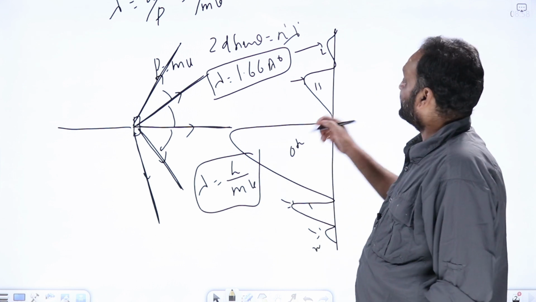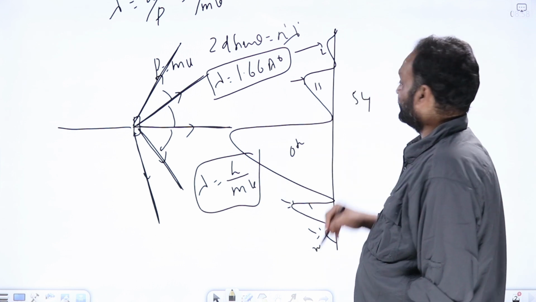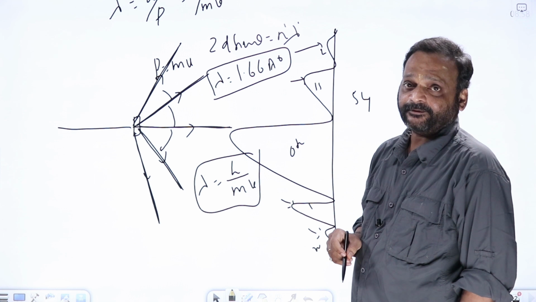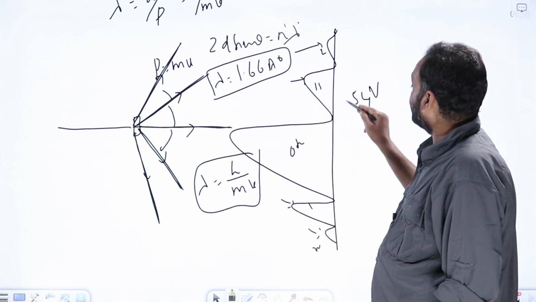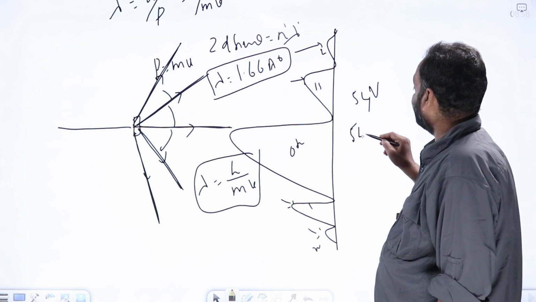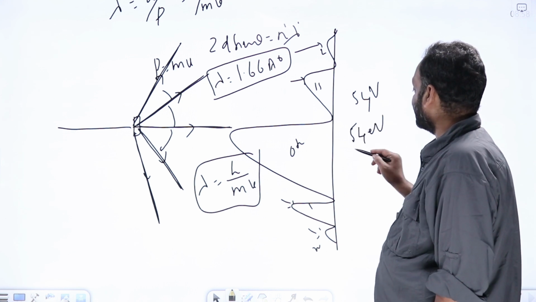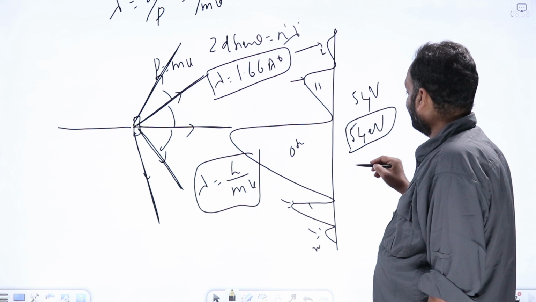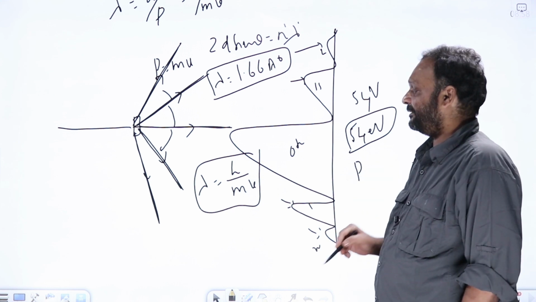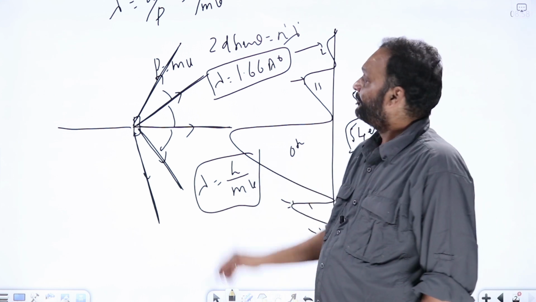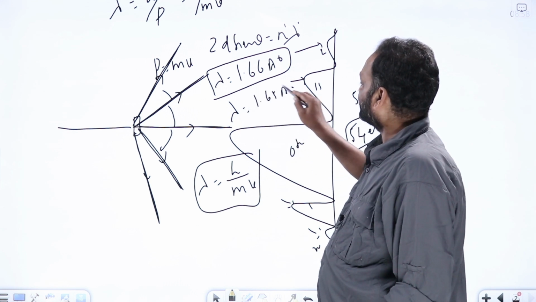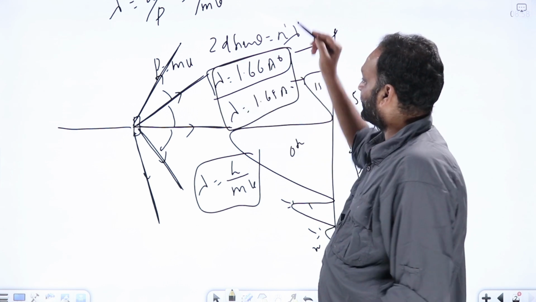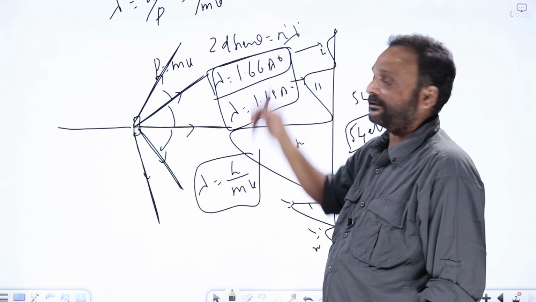They used an accelerating potential difference of 54 volts. So electrons accelerated through 54 volts, what is their kinetic energy? 54 electron volts. This is the kinetic energy of the electron. From this, they calculated the momentum of the electrons and substituted in this formula. Surprisingly, they got lambda equal to 1.65 angstroms, almost in agreement with what they got from Bragg's law.